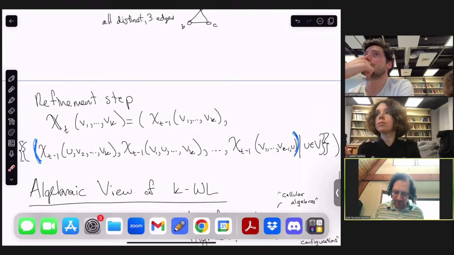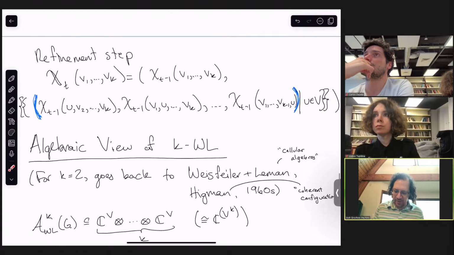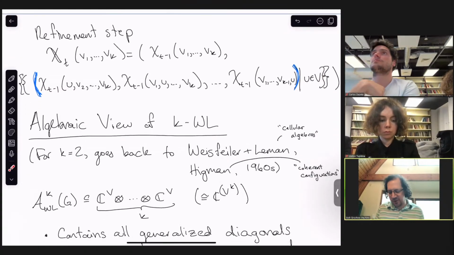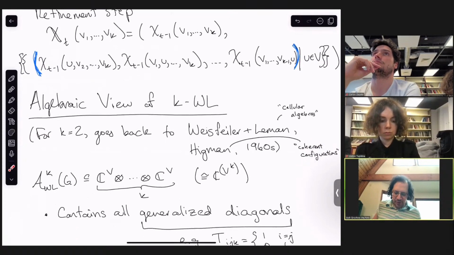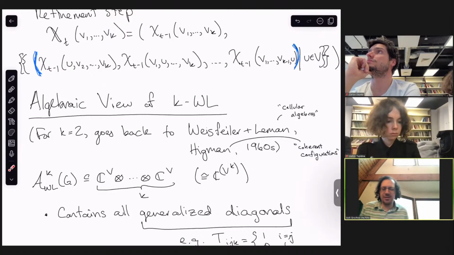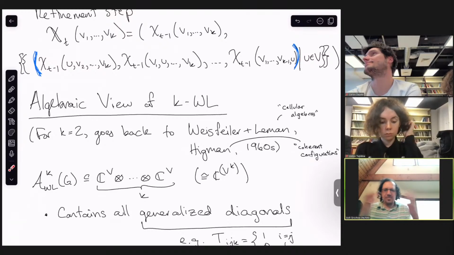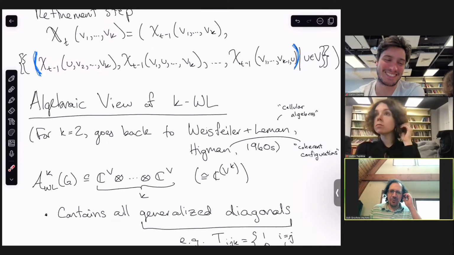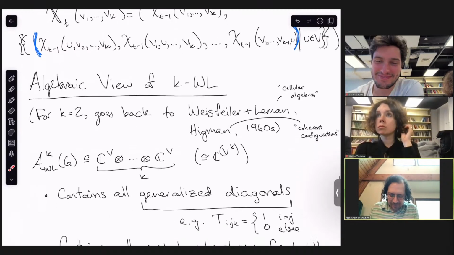All right, so now we come to the algebraic view of k-dimensional Weisfeiler-Leman. So for k equals 2, actually, this goes back to Weisfeiler and Leman, who called these things cellular algebras, and to Higman, who called them coherent configurations. But for larger k, I haven't seen this developed before. And I think it's because, I don't know, higher order tensors are scary and unwieldy.